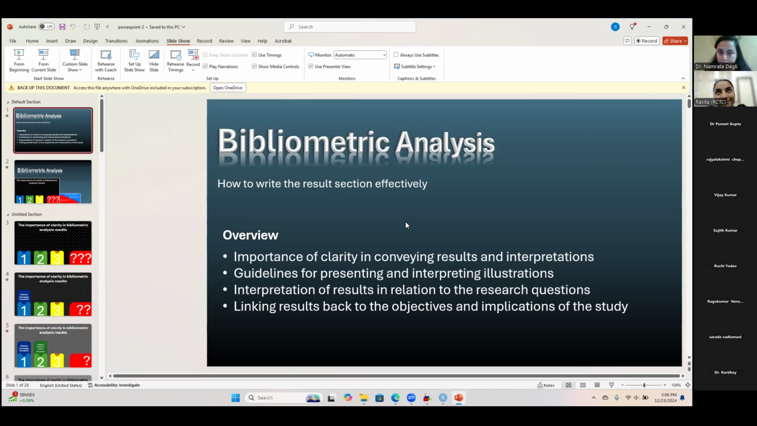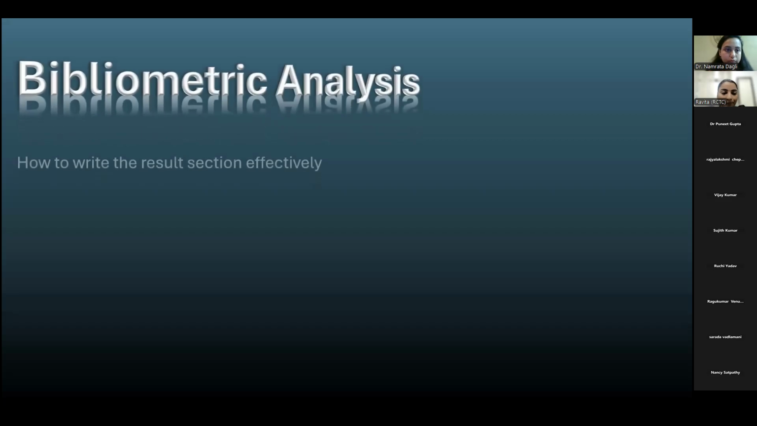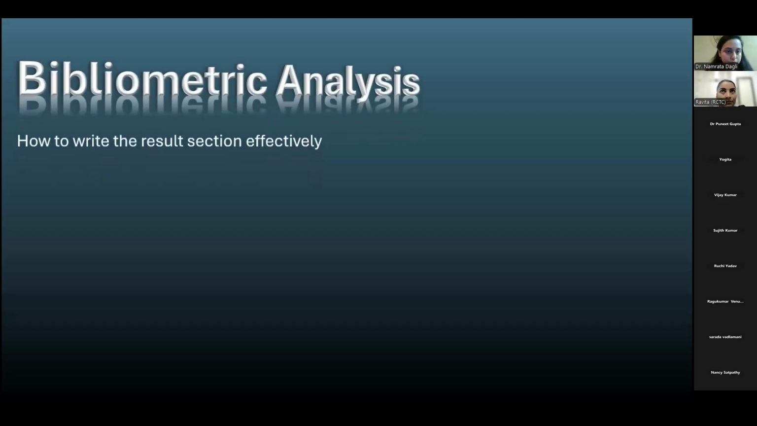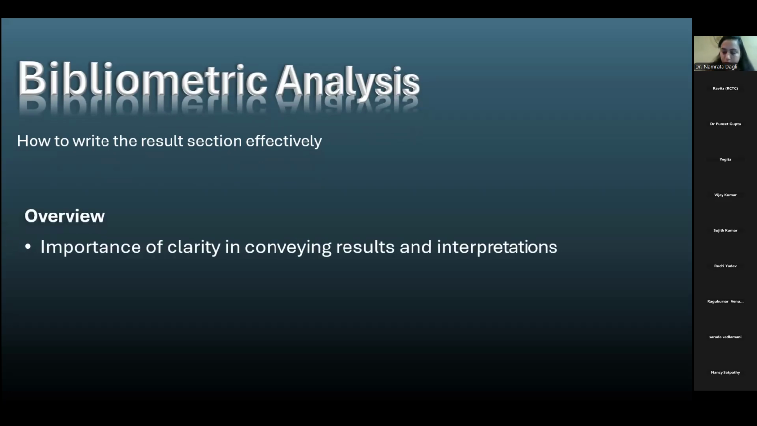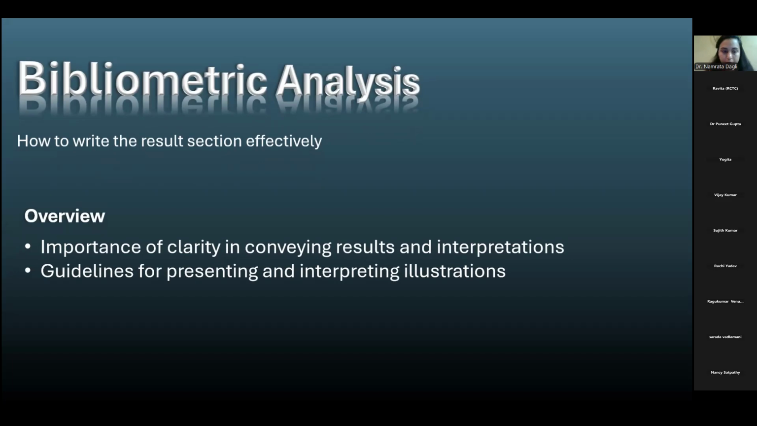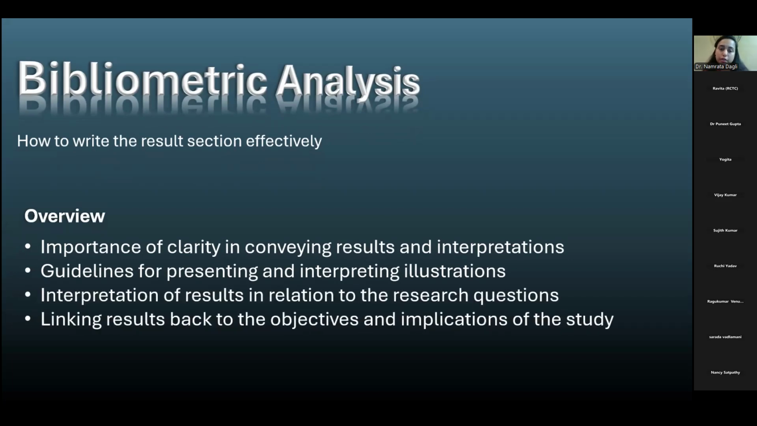Overview. What we are going to be looking at today is the importance of clarity in conveying results and interpretations, guidelines for presenting and interpreting illustrations, interpretations of results in relation to the research questions, and linking results back to the objectives and implications of your study.